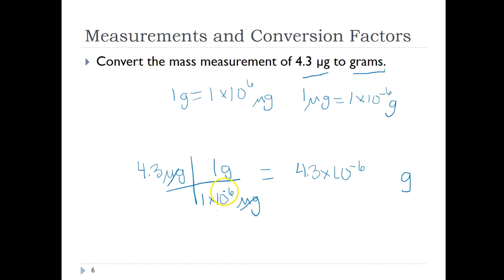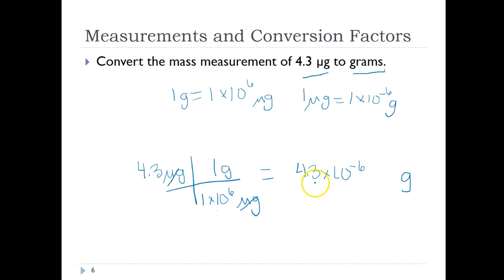So thinking about significant figures, the 4.3 micrograms measurement has two significant figures, but the metric prefix unit factor has an infinite number of significant figures because that's an exact value. So the 4.3 had 2 sig figs, my unit factor had infinity, so my answer has 2 sig figs. It's the lesser, so 2 or infinity, which one is smaller? The answer to that is 2.